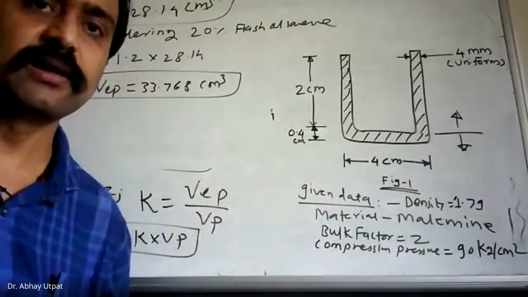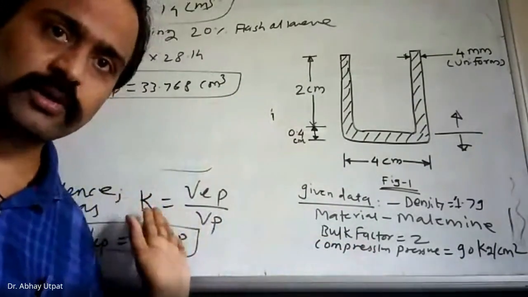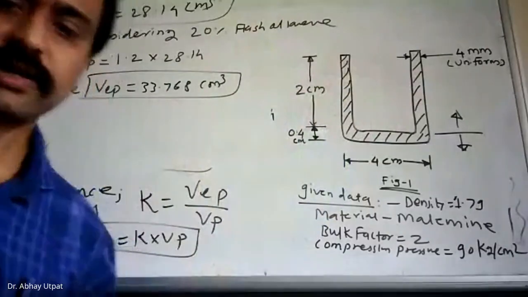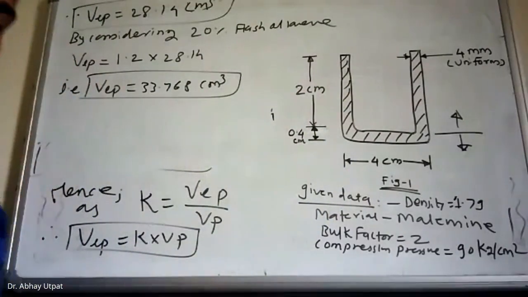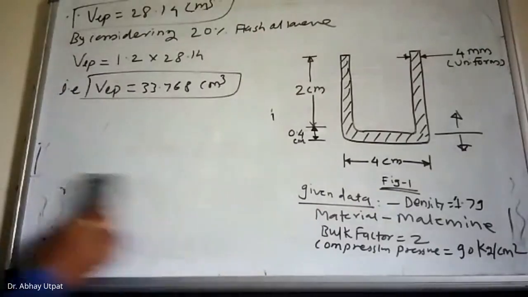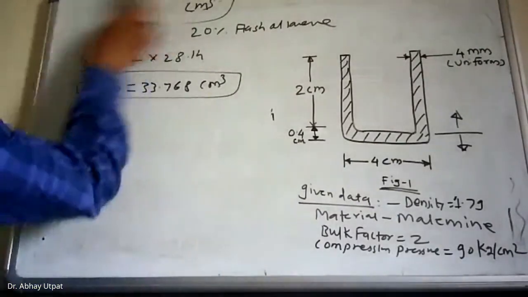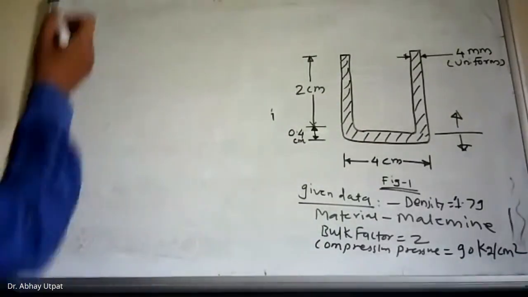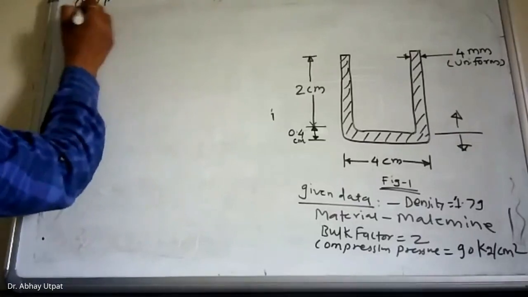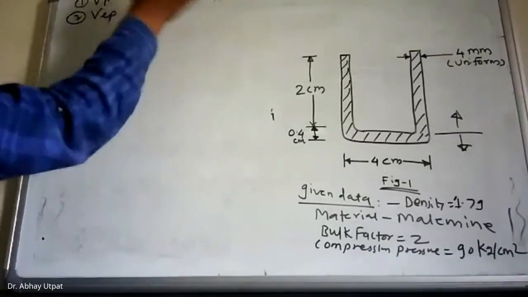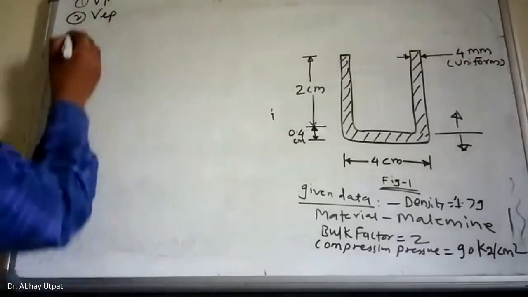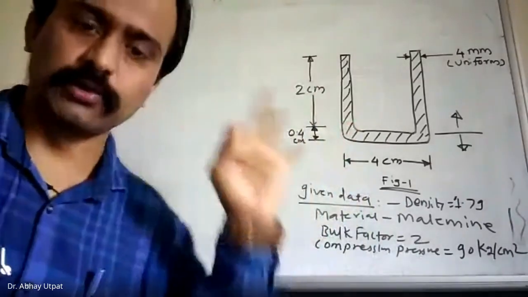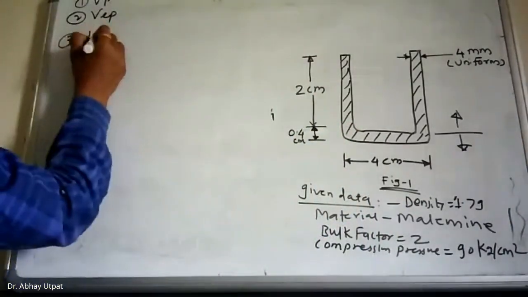I repeat once again, what is our achievement? Till now we have calculated how much powder is required for making this component. Now, something we have to assume. Next, the volume of part and volume of loose powder. We have calculated the first point, volume of part, and the second point, volume of loose powder, by using K, that is bulk factor. Third point, I suggest you write these points. First point, second point, and now there is a third point, land dimensions.